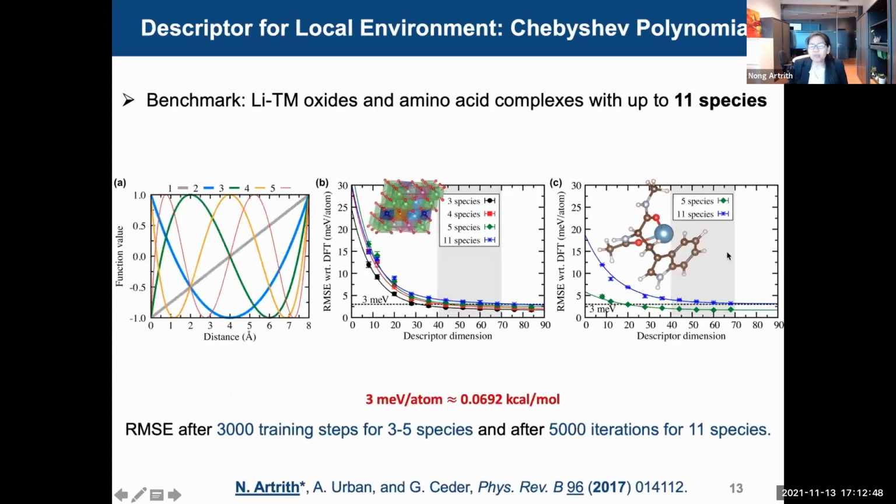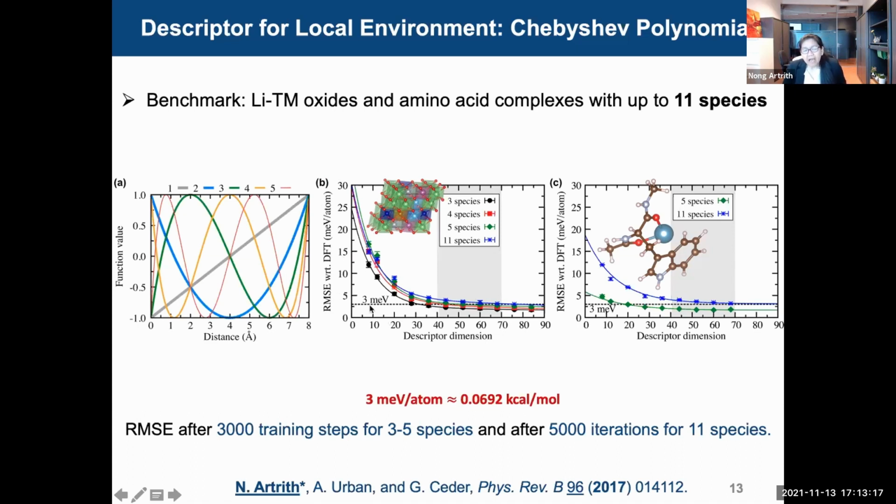This is just a benchmark to describe 2 types of structures that we have in the database. So the first one in the middle here is the lithium metal oxides that we have. You can see that there are many different types of chemical species that we benchmarked. On the x-axis is the descriptor dimension, and the y-axis shows the accuracy of our neural predictions compared to the DFT reference data.